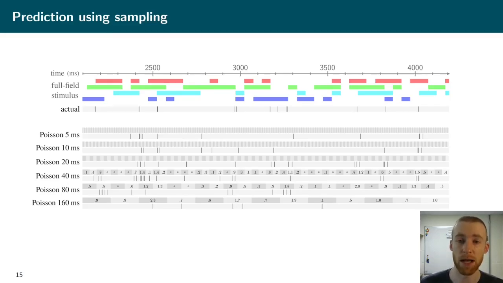So hopefully this gives you a taste of the issues and trade-offs associated with binning and the use of the Poisson distribution.